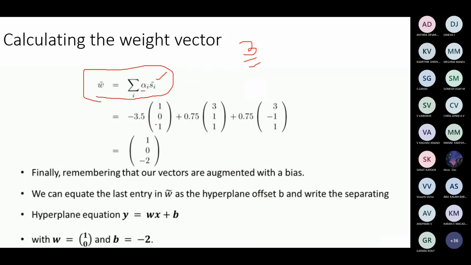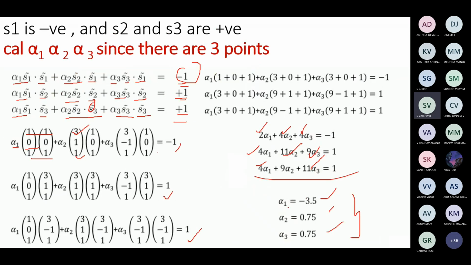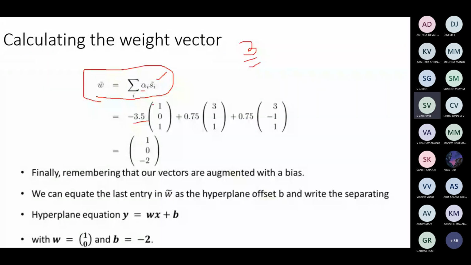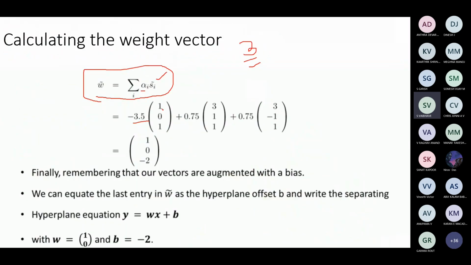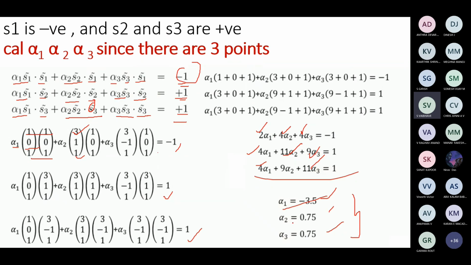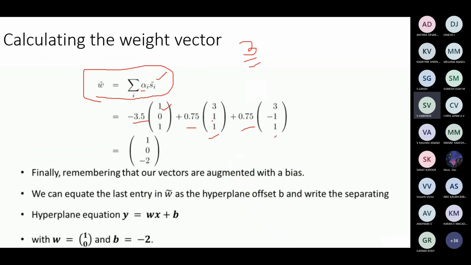So what is alpha 1 value? We have calculated minus 3.5 into S1. What is S1 value? We have calculated it here. The same way, alpha 2 value with S2 and alpha 3 with S3. So when you do the math, I get this one, 1, 0, 2. Out of this 1, 0, 2, 1 and 0 are the actual weight vectors.